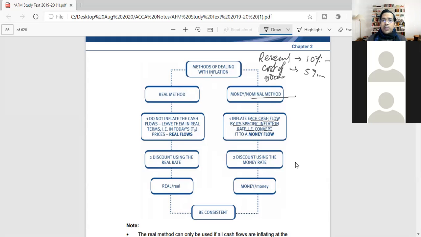And discount using the money rate. And then you need to discount them, right? Is that confusing? Let me give you a better example, or maybe a simple example. Imagine that you completed ACCA and you got your first job, and you're making your own P&L and balance sheet. You want to do a mental math of calculating how much you will be able to save and when you'll be able to buy your own house, etc.